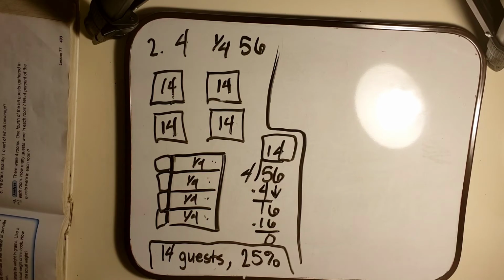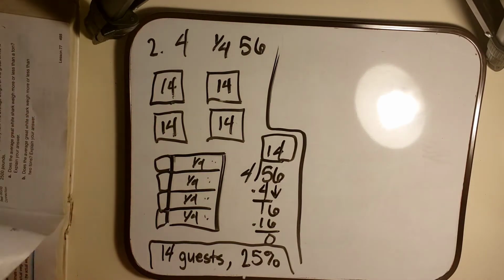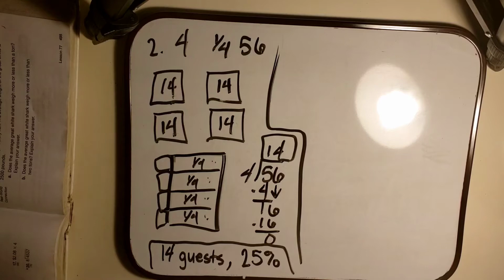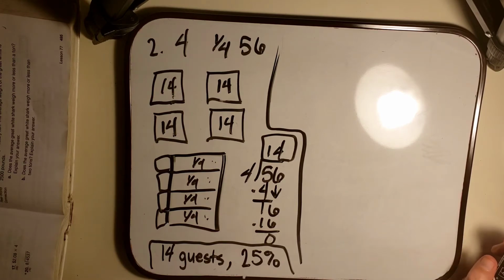All right, we are going on to numero 6. And number 6, you should hopefully have your book open. Number 6 says Javante weighed 9 pounds when he was born. How many ounces is that?